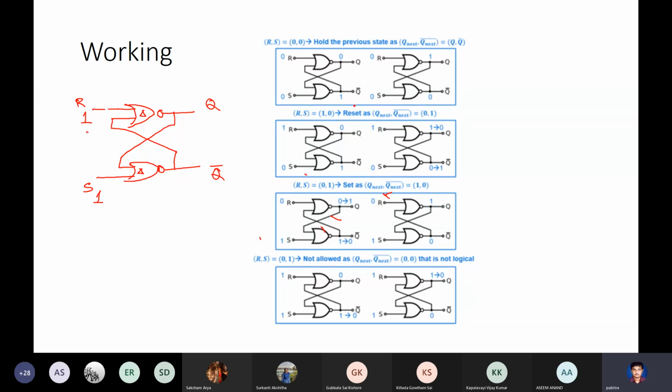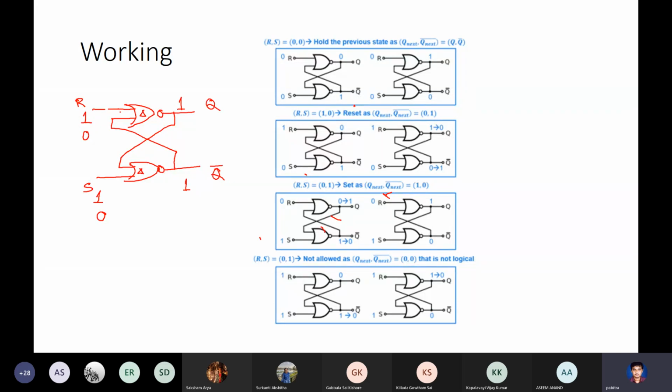Then in the next step, I apply 0 0 to it. So it was initially 1 1, then I apply 0 0. What will happen? If it is 0 0, the previous state should repeat. The desired behavior is that when 0 0 comes, it should hold the previous state. But let's see what happened. If both have the same delay, then it will stay 1 1. You can easily check that.